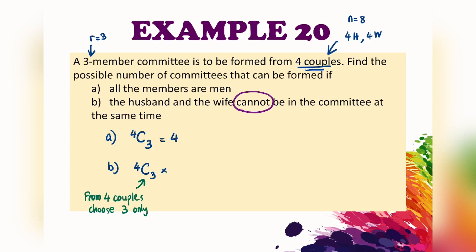Okay, so this one we haven't finished selecting yet. Now, since we have already chosen 3 couples, for each couple we are going to select only 1 person. So that means it will be 2C1 for couple A multiplied by 2C1 for couple B multiplied by 2C1 for couple C. Now let's calculate how many ways. 32.